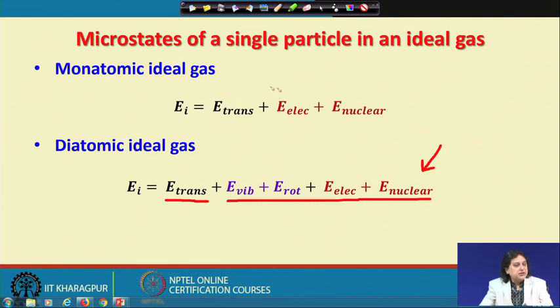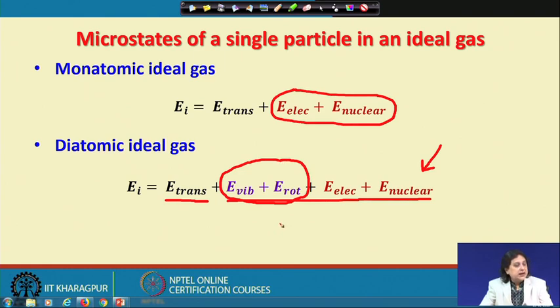So, the corresponding term here was E electronic plus E nuclear, and now you see that we have two extra terms coming here because, as a diatomic molecule, this system will have additional features in the structure in terms of vibration of the chemical bond connecting the two atoms, as well as rotation of this molecule about a principal axis of rotation.